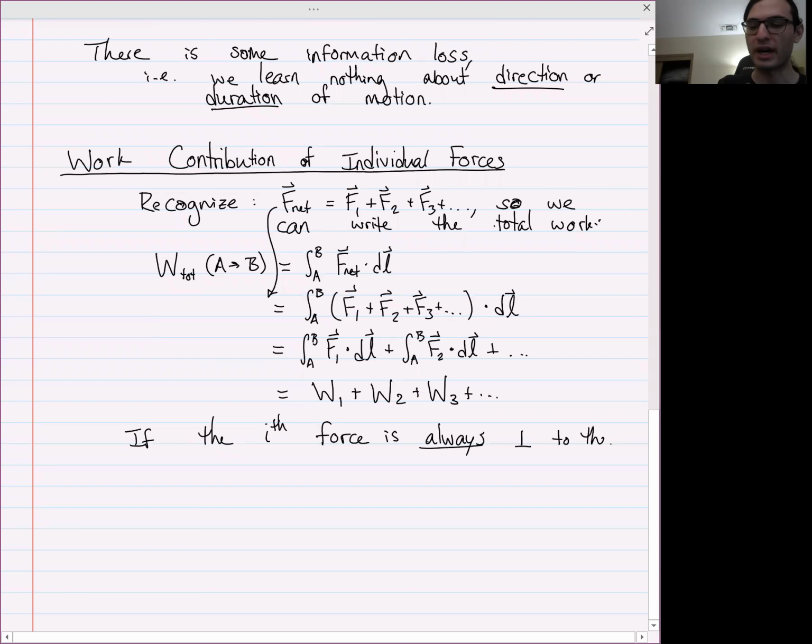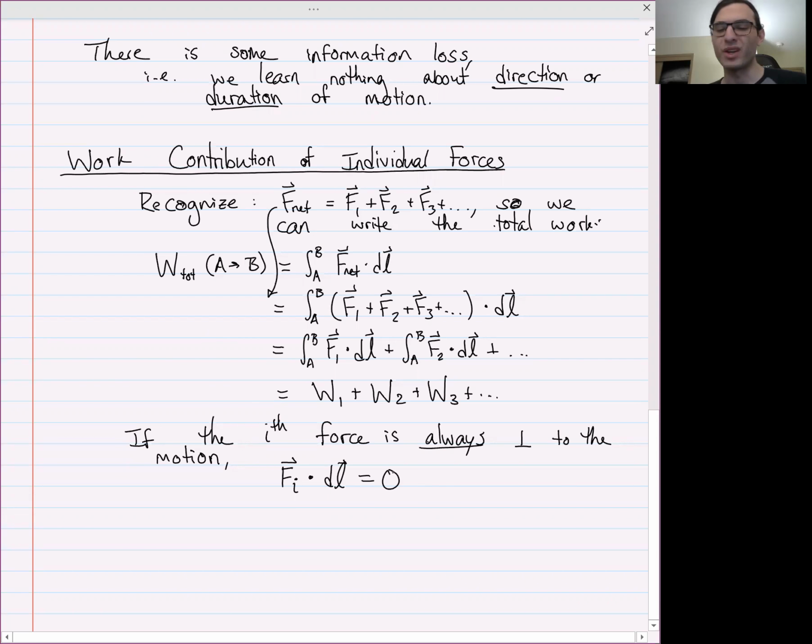to the motion, the path, so consider you have a force that's pointing one way and then the object is always moving perpendicular to it, regardless of how the object moves. If it's always perpendicular to the motion, then that would mean that the ith force dotted into the path vector dl is 0, always.